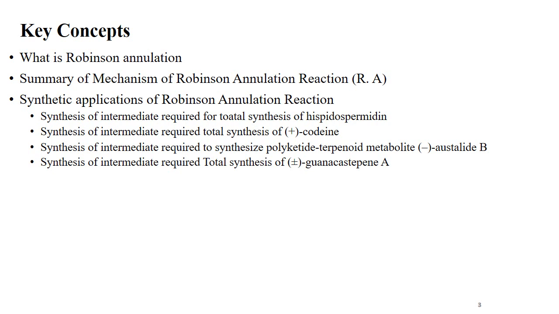Guanacastipine A is an important intermediate. We will discuss the synthesis of these intermediates in today's lecture, and we will see that Robinson annulation reaction is involved during the synthesis of the intermediates.